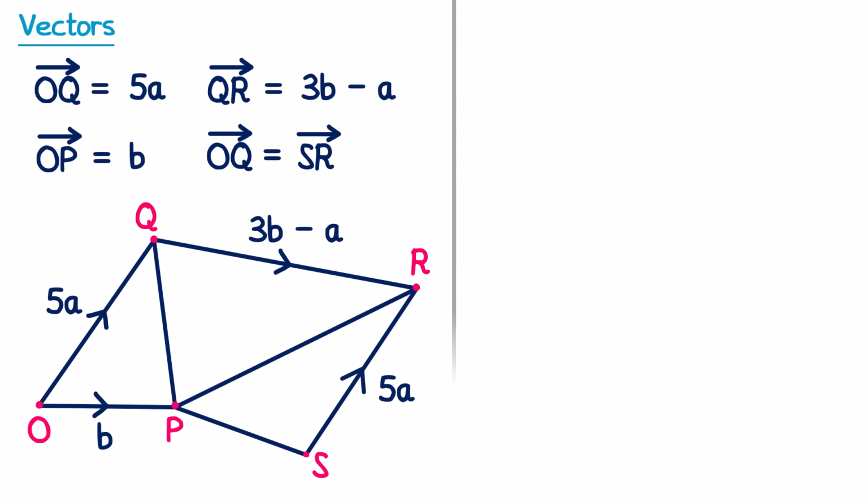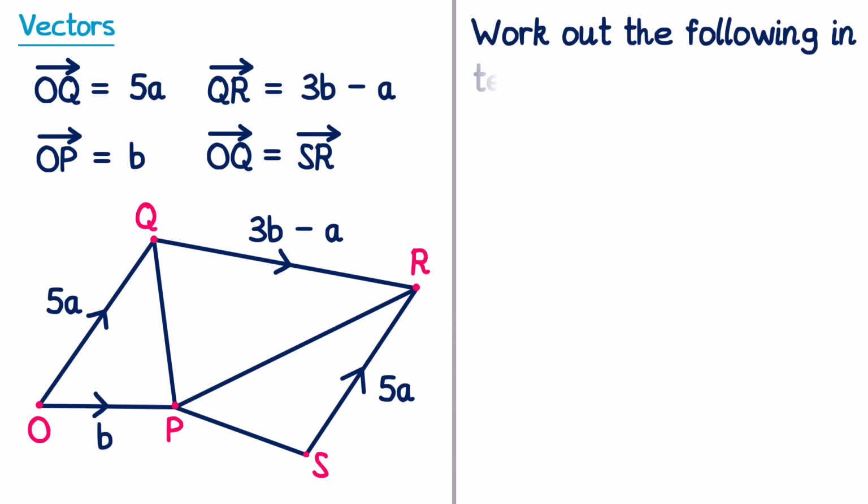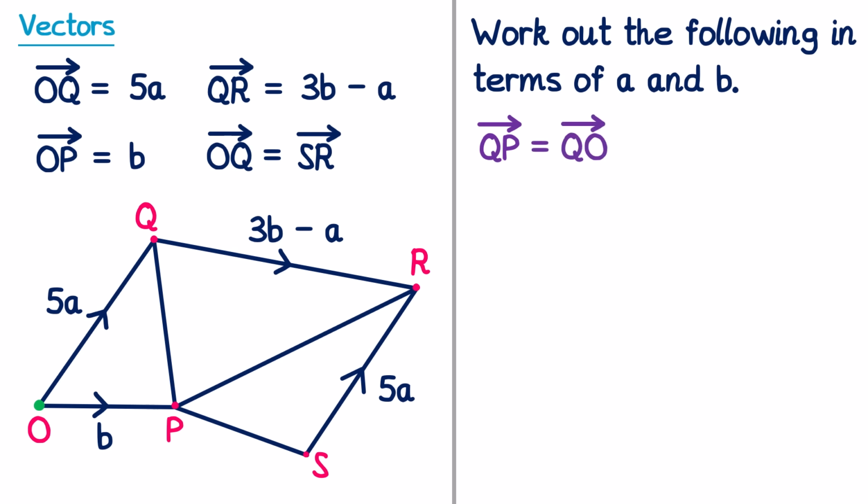Now let's use this diagram to answer some questions. So sometimes a question might say, work out the following in terms of a and b. And we're going to start with the vector from Q to P. So we need to start at Q, so I'm going to place this green dot on Q, and we need to go to P. But we want to travel along vectors that we already know. You can see we could go there direct, but we don't know that vector yet. So instead, we're going to go from Q all the way down to O, which is the vector QO, and then from O all the way across to P, which is the vector OP.